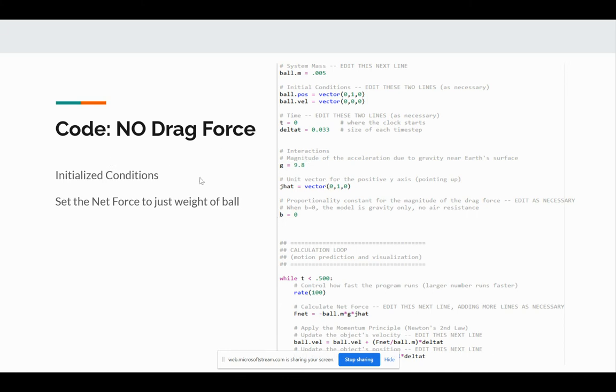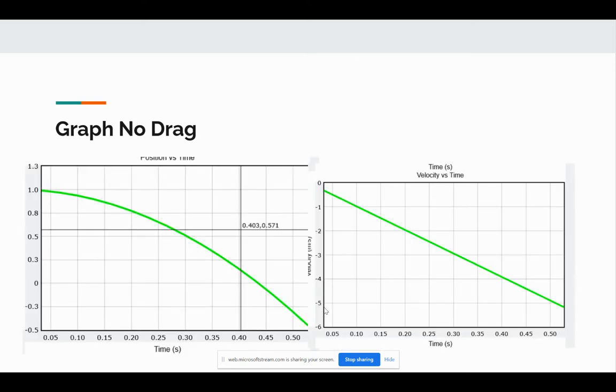Also, when simulating with no drag force, I set b equal to 0, and as you can see down here, the net force would just be the mass of the ball times gravity in the direction j hat. Since it's just falling down, it would be <0, 1, 0> times the mass times gravity. And this is the graph that came out with no drag. As you can see here, it would have gone further in half a second than it did in my observed data.